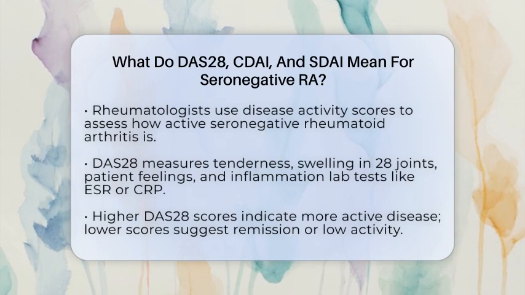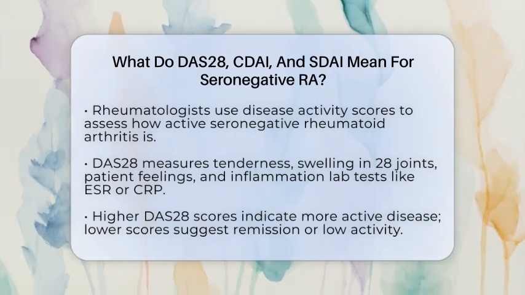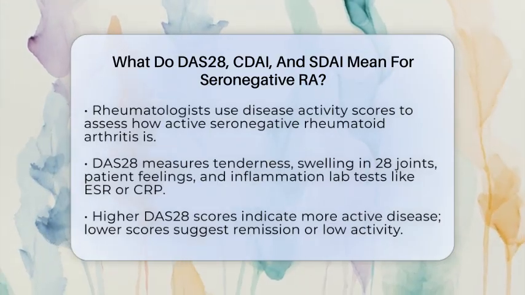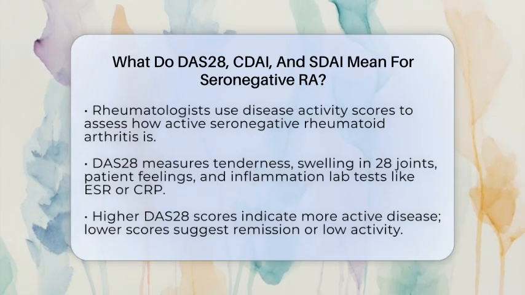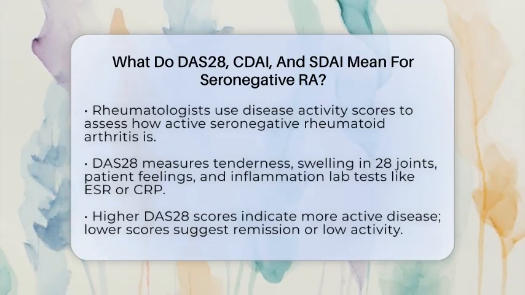These scores are DAS28, CDAI, and SDAI. They help doctors decide if a treatment is working or if adjustments are needed. Let's explore what each of these scores involves and why they matter for seronegative RA.